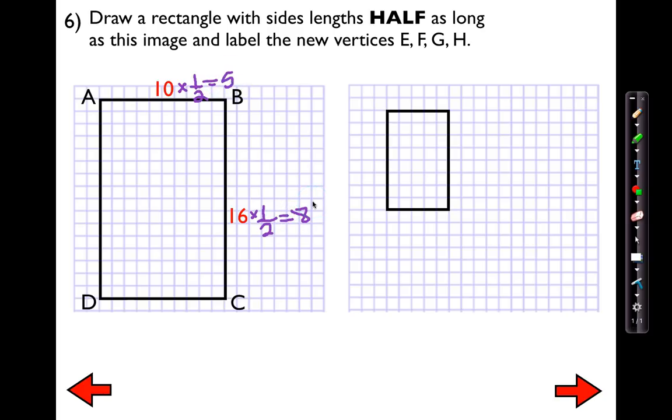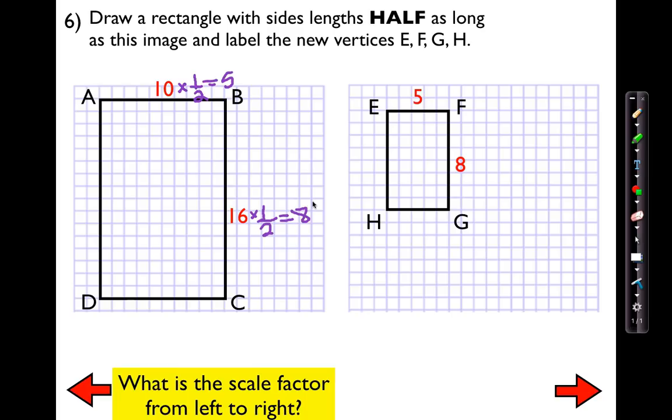So here's a rectangle with a height of 8 and the length of 5. And let's go ahead and label it E, F, G, H. Don't forget about H. Okay, so what is the scale factor from left to right? So here, hopefully you see that the size is getting smaller, specifically getting half as small. Now, the hint here was they did ask us to find half, so it makes sense the scale factor is a half. But if you wanted to check the ratios, here's a tricky part.